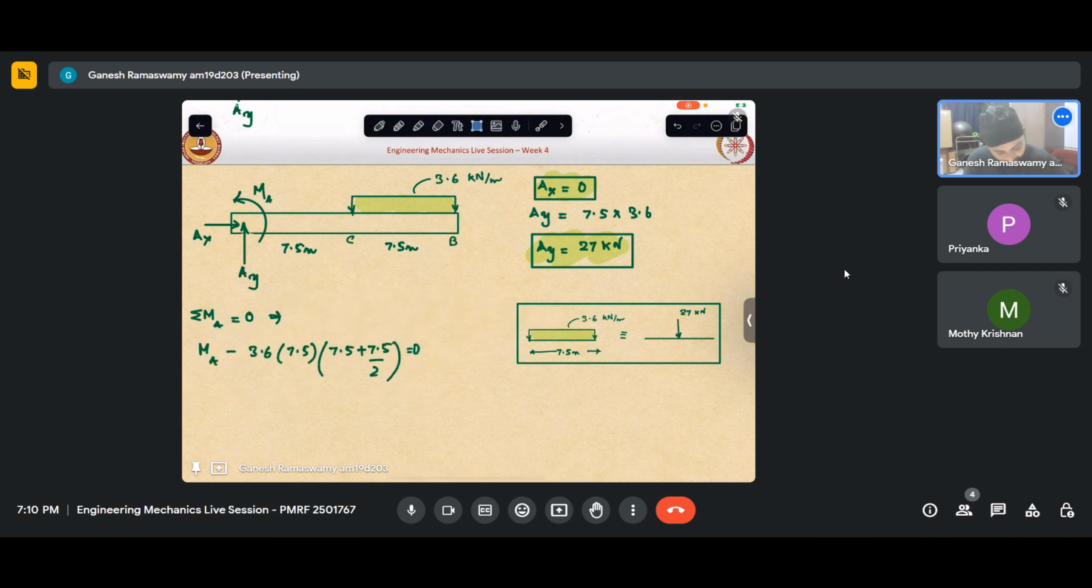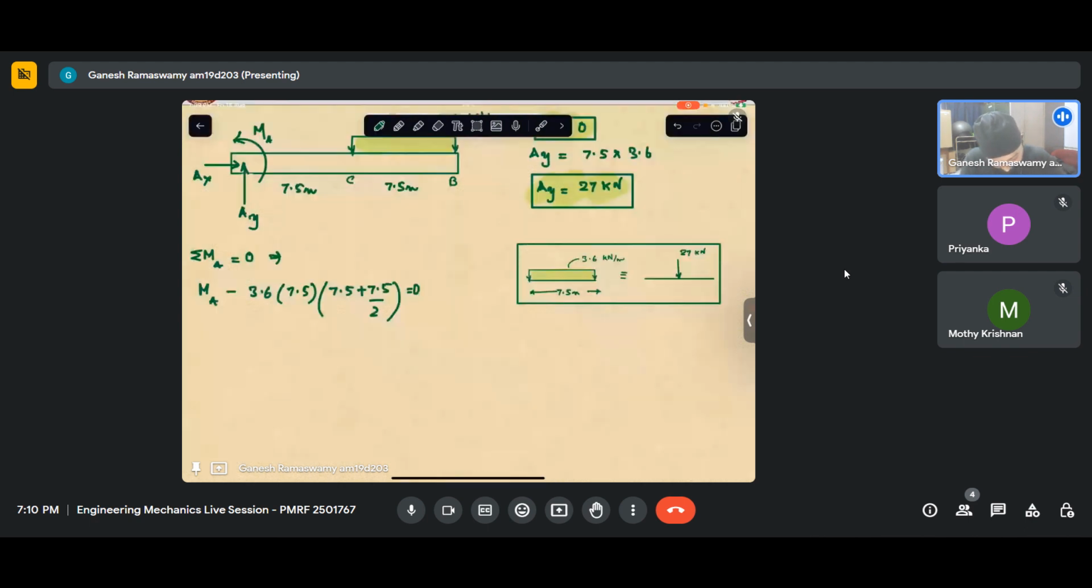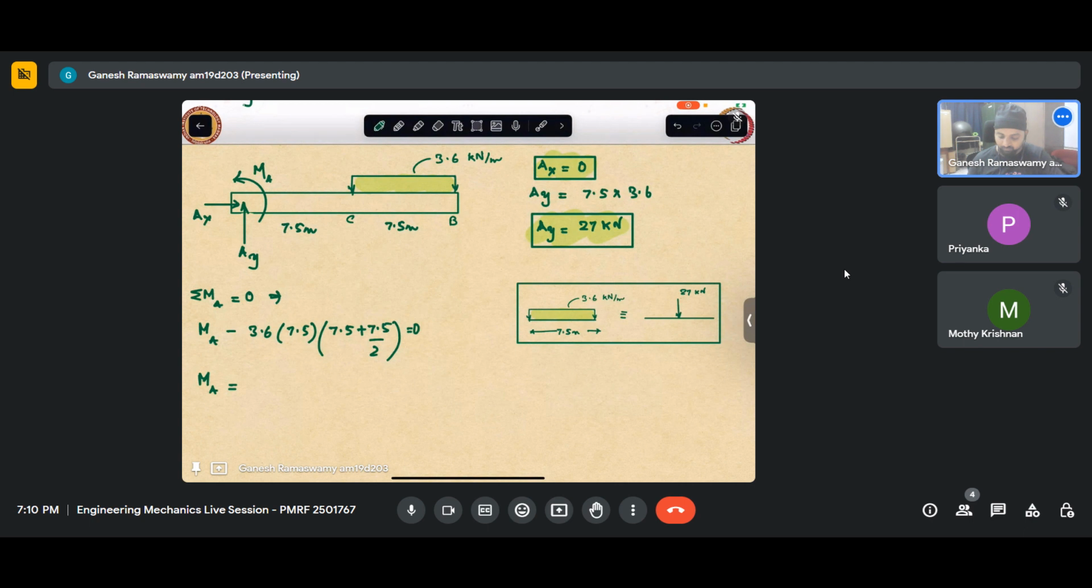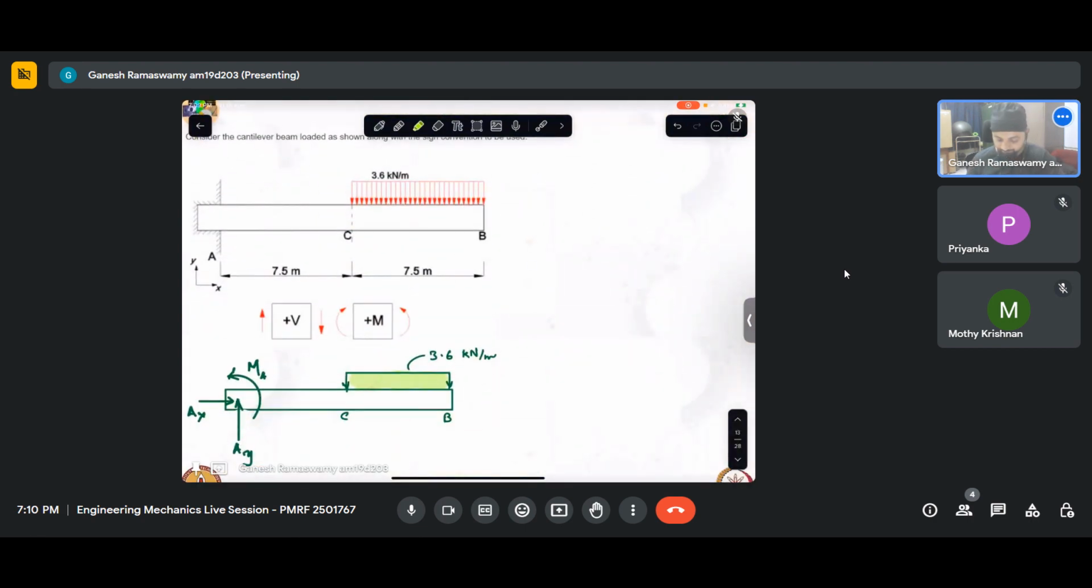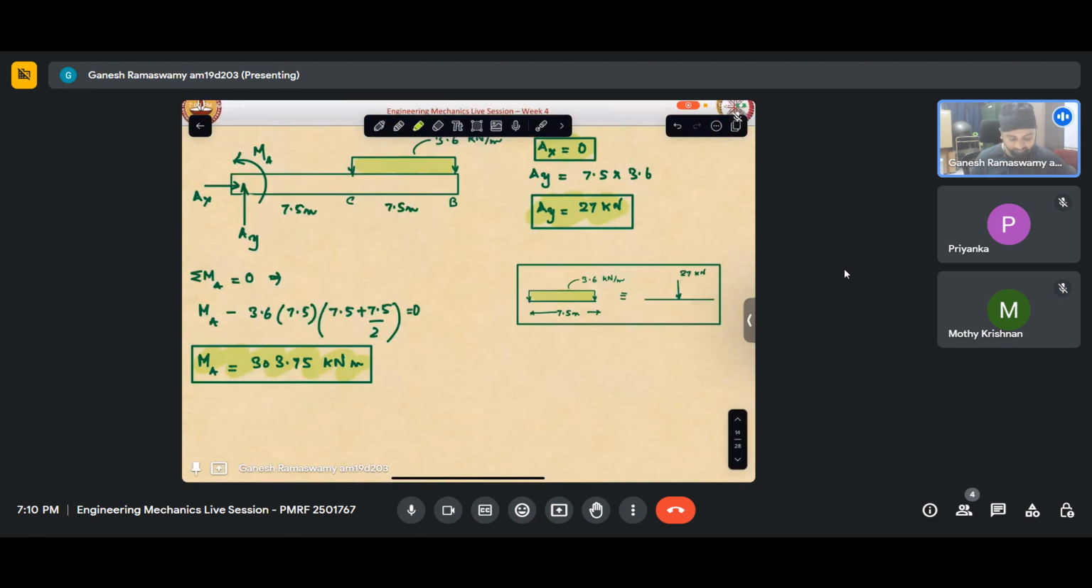So the moment MA is given as 303.75 kilonewton meter. I hope the calculations are fine. 3.6, yeah, 303.75. So we have got the reactions.